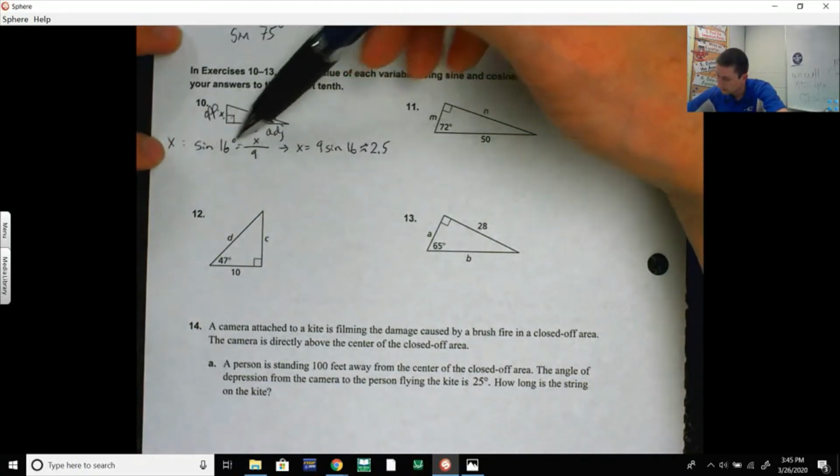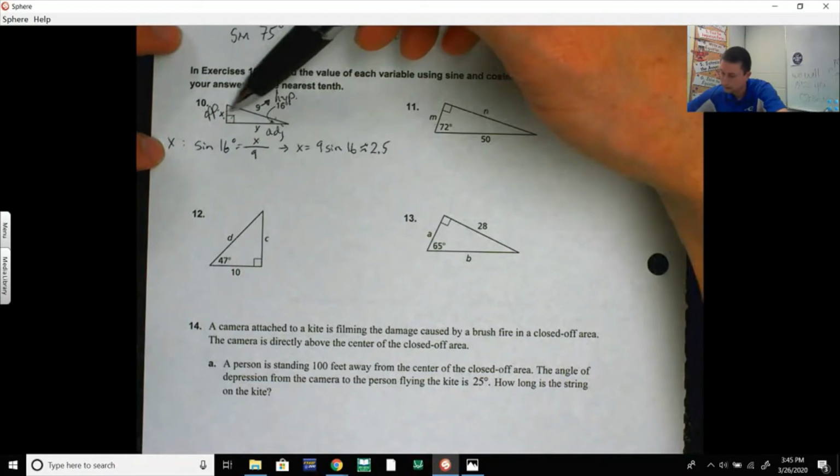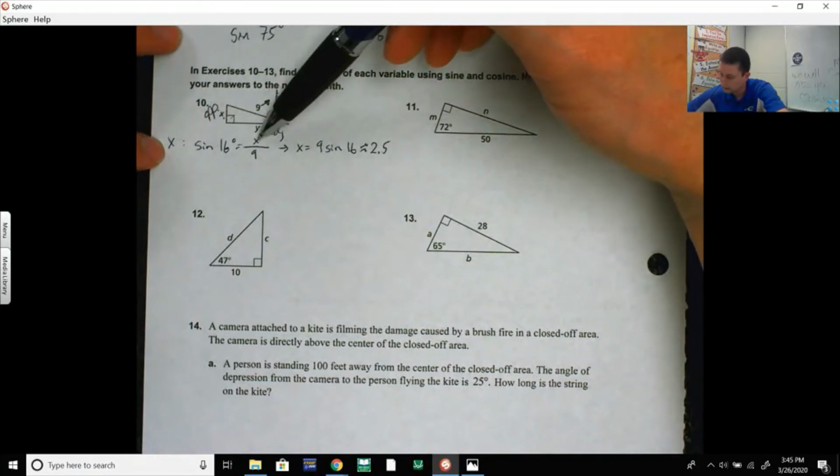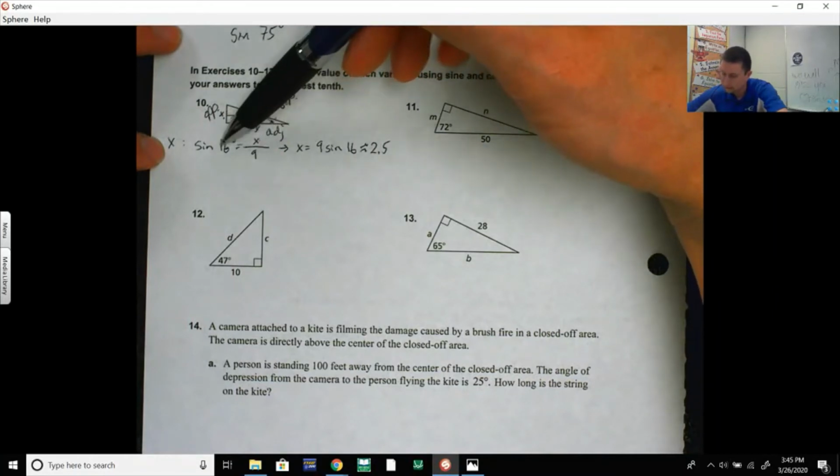Okay, so sine of 16 is opposite x over hypotenuse 9. Solve for x. X is on top, so it's 9 times the sine of 16.